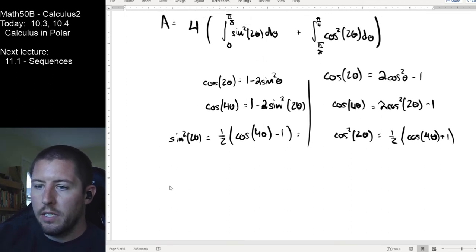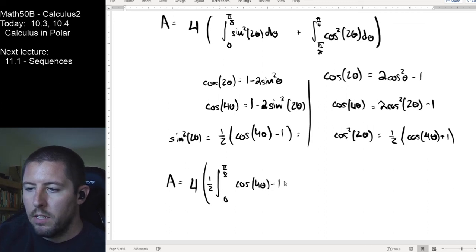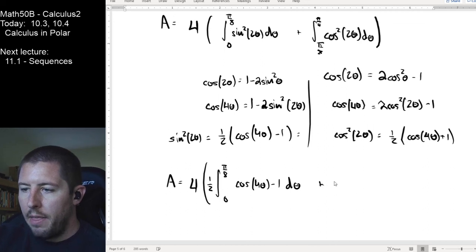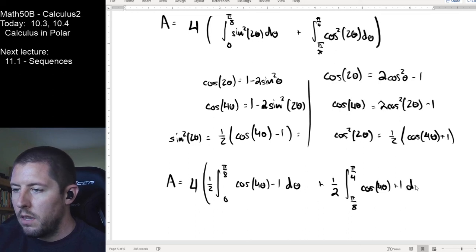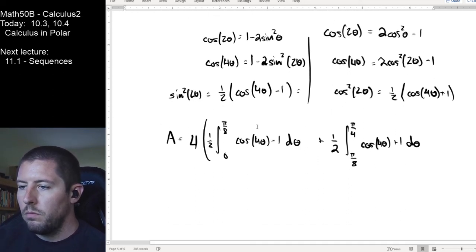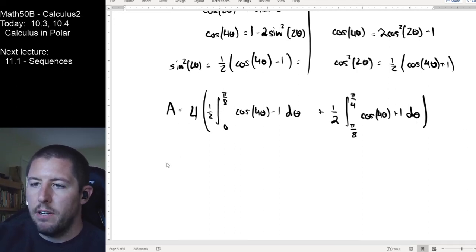Now I can come back to my area statement here. I'm going to get 4 copies of the integral from 0 to pi eighths, the 1/2 comes up front, of cosine of 4 theta minus 1 d theta. And I'm going to add that to, again with the 1/2 out front, the integral from pi eighths to pi fourths of cosine 4 theta plus 1 d theta.